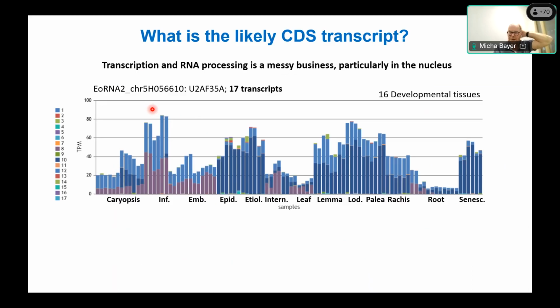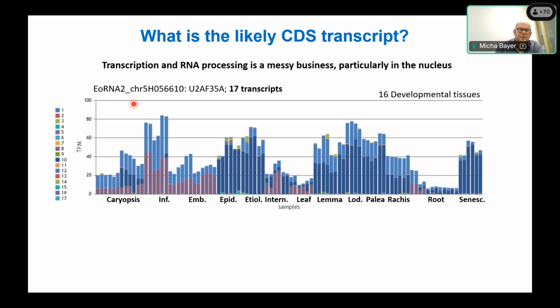I find using EORNA2 is really very useful, and one of its real nice uses is to try and find what is the most likely protein coding sequence. Transcription and RNA processing can be a really messy business. Most of the RNA extractions that we do involve having the nucleus and the cytoplasm there. And the nucleus is known to be quite filled up with a lot of partially processed messages, which then get incorporated into the RTD that we use to quantify against.